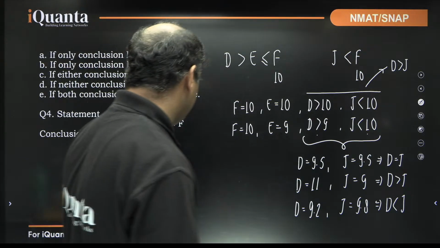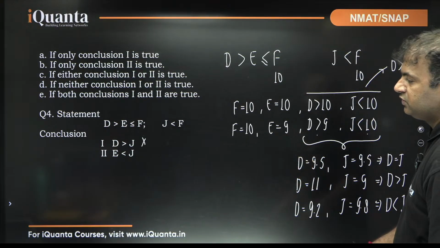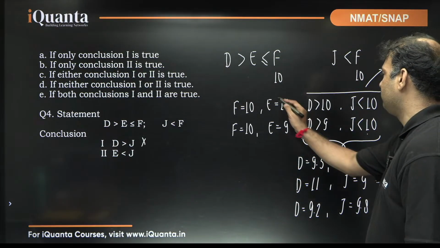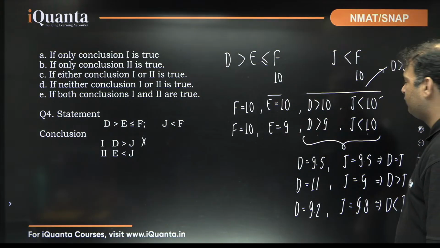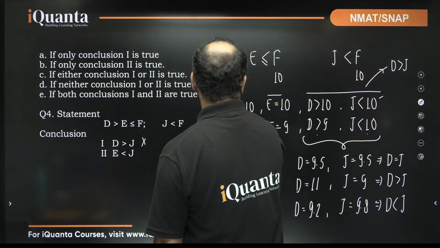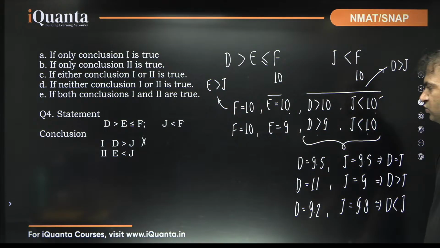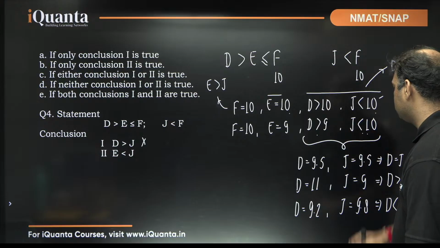Second is about E and J. E is less than J. So I think we can connect from here itself. No need to check more, right? If E is 10 and J is less than 10, so obviously E is greater than J, right? In the first case, E is obviously greater than J, right guys? E is 10, J is less than 10, E is definitely greater than J. The second case, E is 9 and J is less than 10.